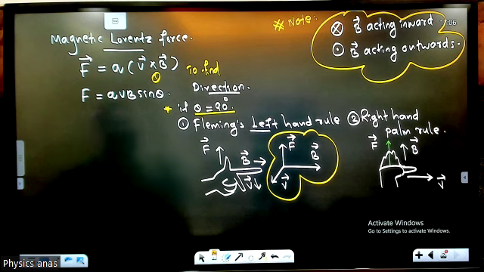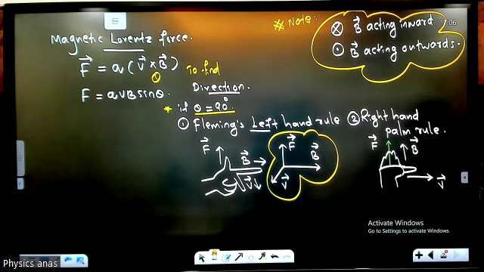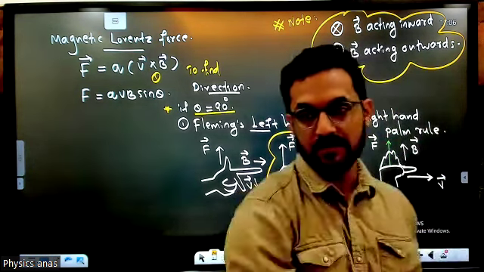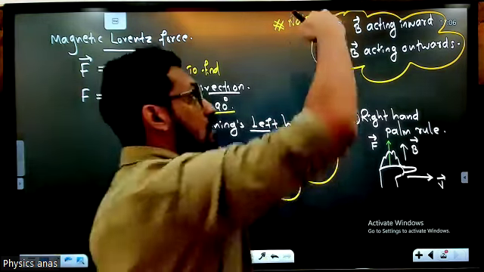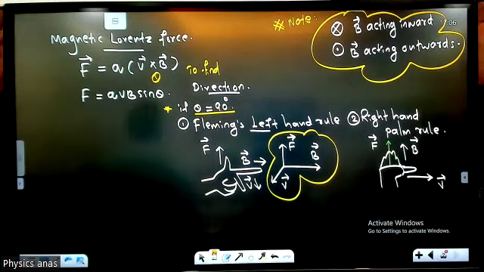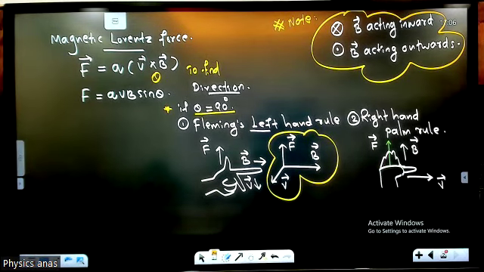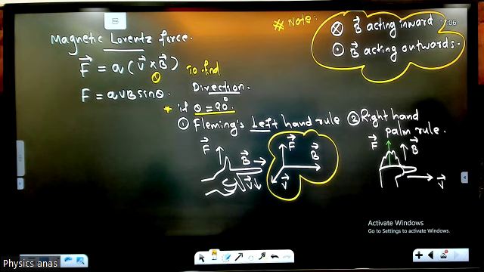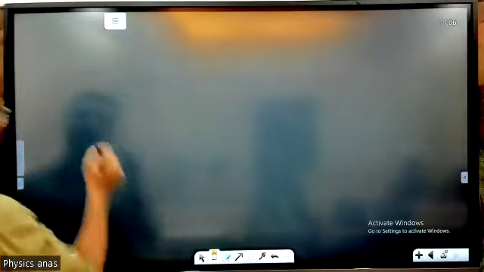Write that note also. Magnetic field acting inwards is represented with a cross, acting outwards will be represented with a dot. Study that, understand that. We need that idea. Acting inwards and acting outwards, cross and dot. Magnetic field acting inwards, cross. Magnetic field acting outwards will be a dot. Got it? Okay, then the next thing.